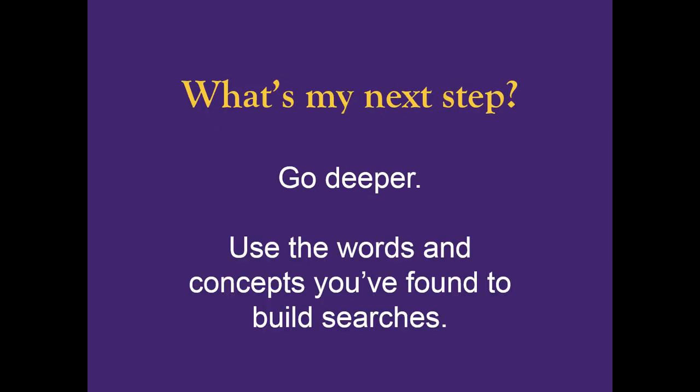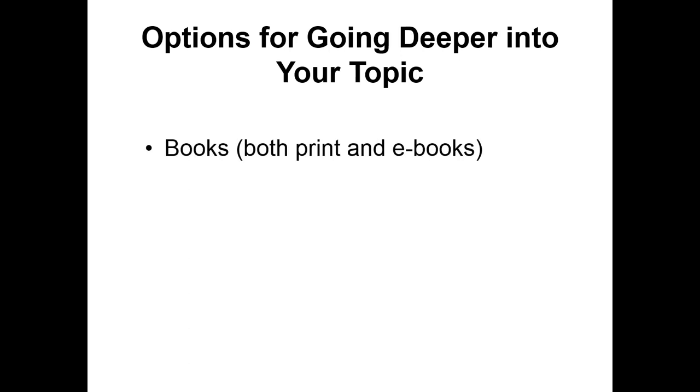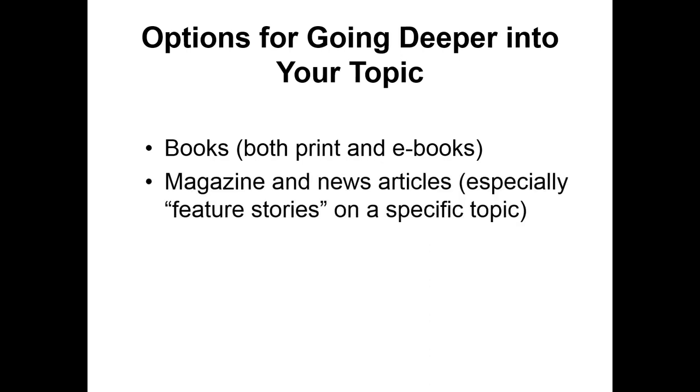Your next step? Look for something that goes deeper into the topic, but not as deep or as specific as scholarly journal articles. Use the notes from your background material to construct a search for your required sources. Some options include books. They go deeper into a subject, but take the time to explain things and tend to use everyday language. Magazine and news articles, especially feature stories that explain research and scholarship for non-scholars.